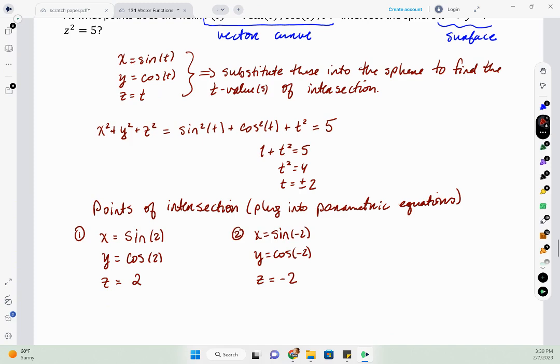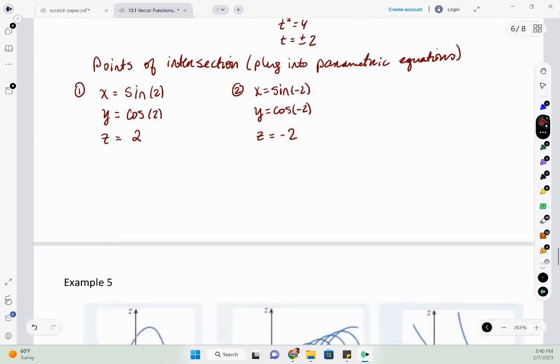I have not written them in ordered triplet form. I've just written the parametric values for x, y, and z, but that's how we get it, right? So you substitute the vector curve components into the surface. Once you find t values, then you substitute them back into the curve to get your points, okay?